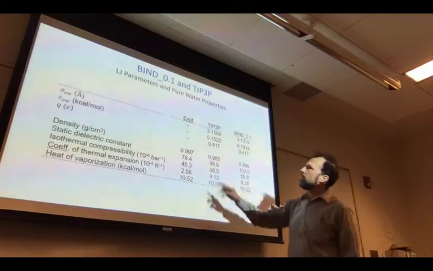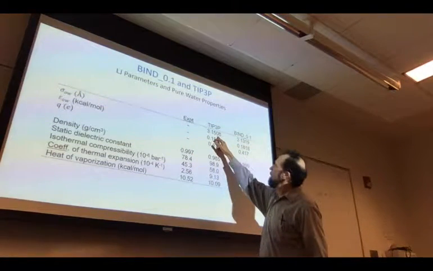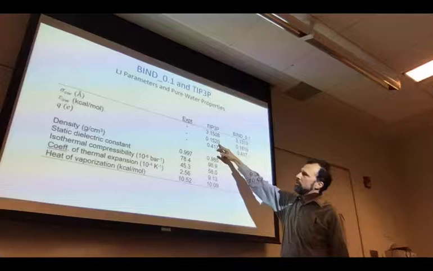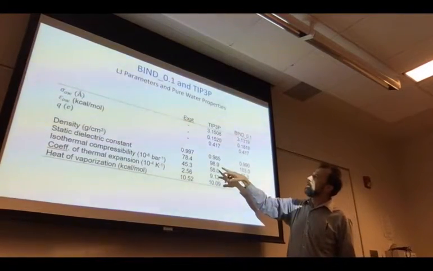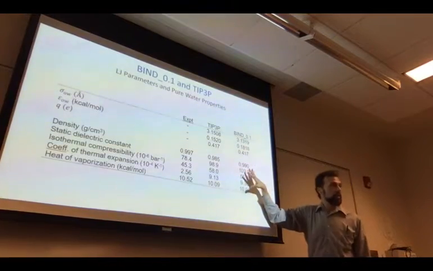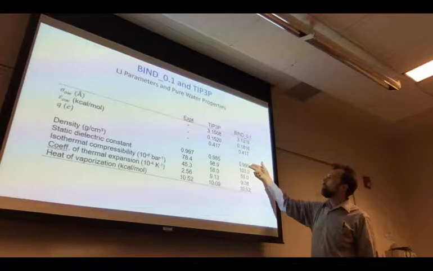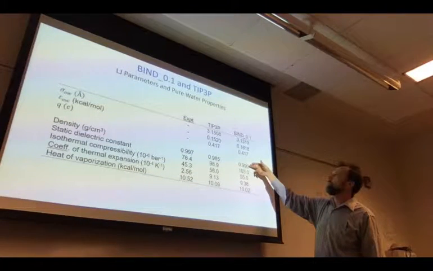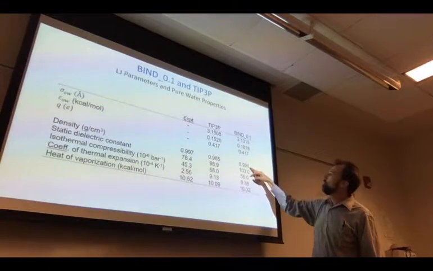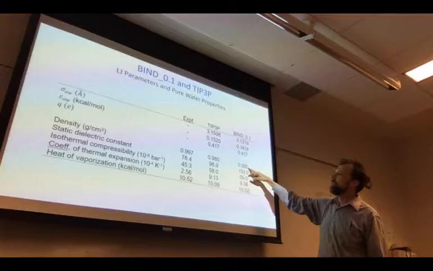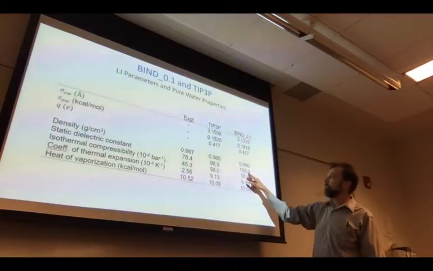So here's the TIP3P sigma, here's the TIP3P epsilon. The charges stay the same, and here are the modified ones. And these are the pure water properties, such as the densities. Basically, sigma gets a little bit smaller and epsilon gets a little bit larger. So you preserve the density, the dielectric constant is further overestimated, but not dramatically more.